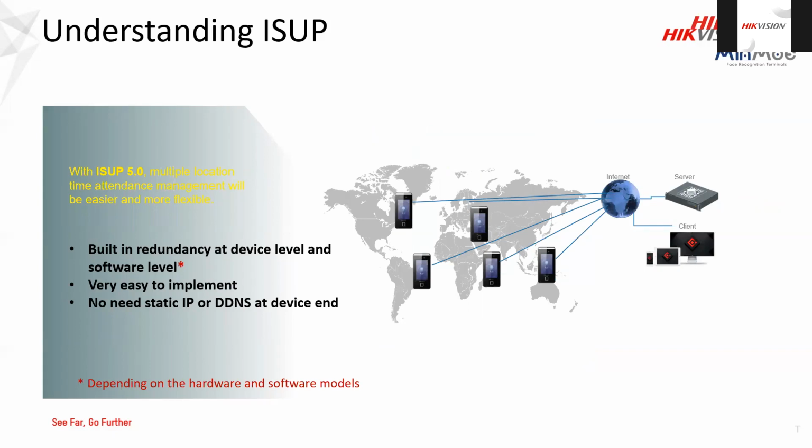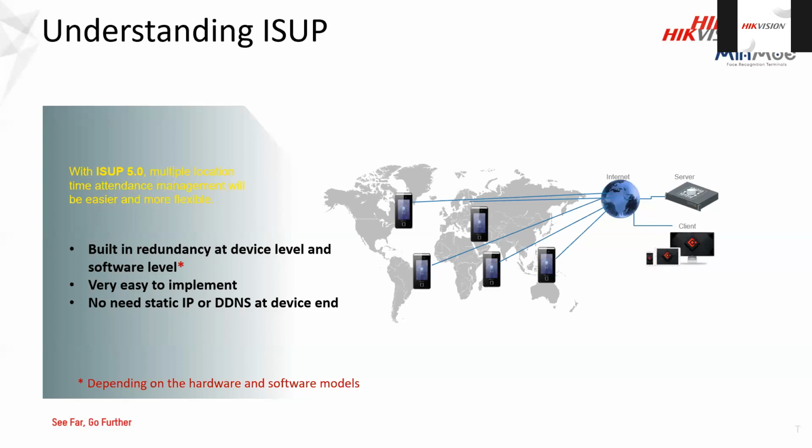One is we're using ISUP 5.0. This can use multiple locations to collect time attendance details. Let's take an example: main office in Colombo, and we need to collect time attendance details in 4 locations around Sri Lanka. So we can just use one fingerprint device and an internet connected router, or internet connection, or Wi-Fi dongle, anything like that.